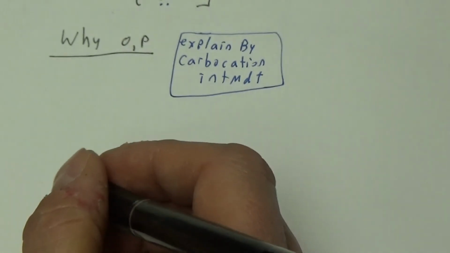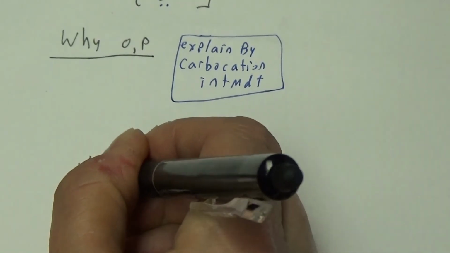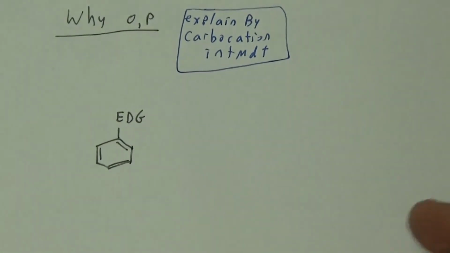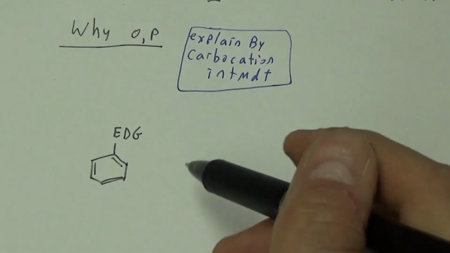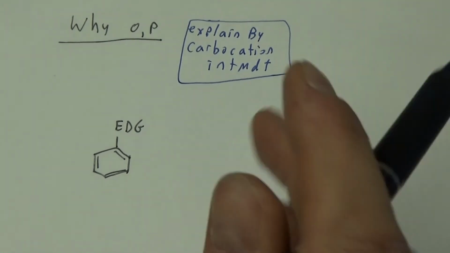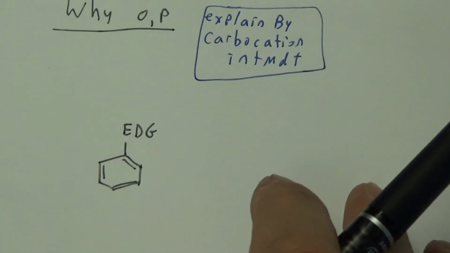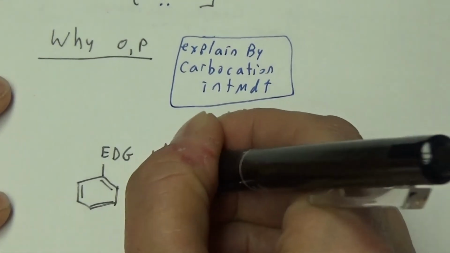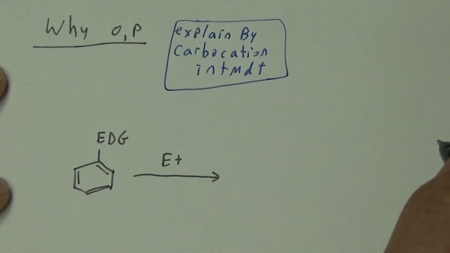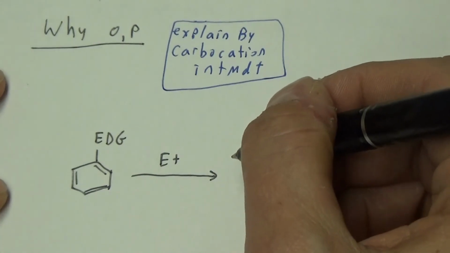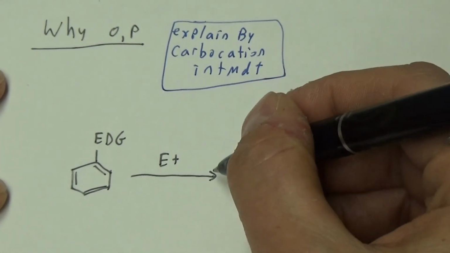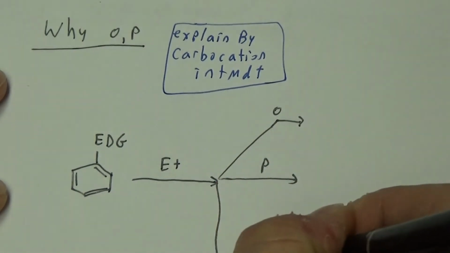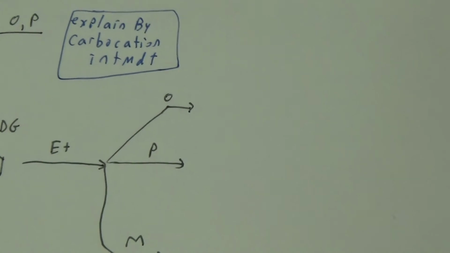I'm going to draw benzene with an EDG on there, an electron donating group. All of the things above are EDGs, electron donating groups. Make sure you draw the benzene this way, with the double bonds the way I drew it, or the scheme's not going to work out too well. We're going to react this with a generic electrophile, E+. There are going to be three outcomes: ortho, which I'll draw kind of upward, para, and meta. Ortho, para, and meta.